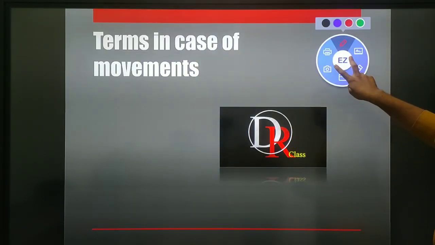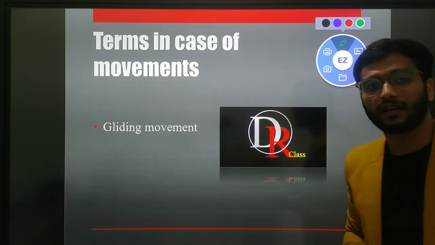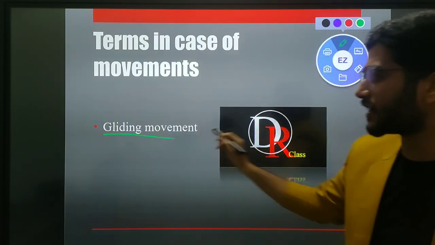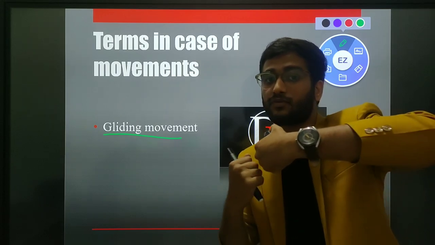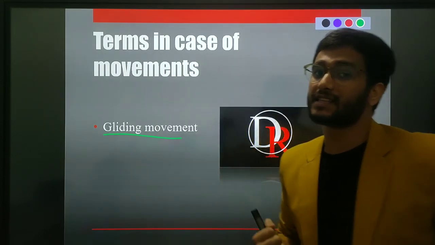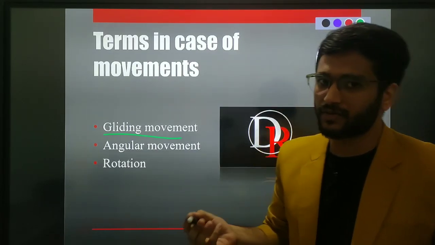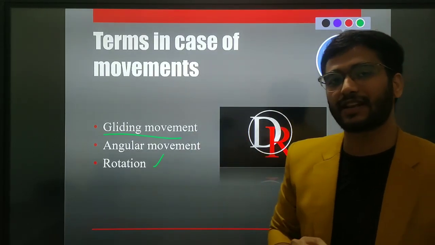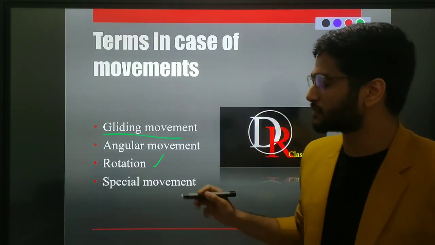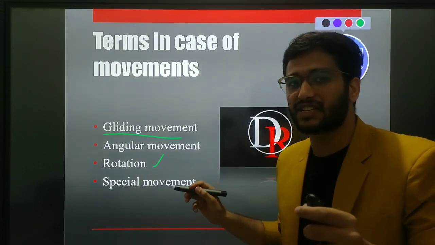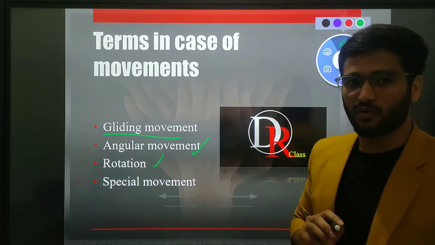So let's see the terms used in the case of movement. This is the gliding movement. We already learned that gliding is the movement between flat surfaces in forward-backward direction as well as in the sideward direction. Another one is the angular movement. Then the rotation, we already learned about medial rotation as well as lateral rotation. And the special movement like circumduction, which is the sum total of the four angular movements.